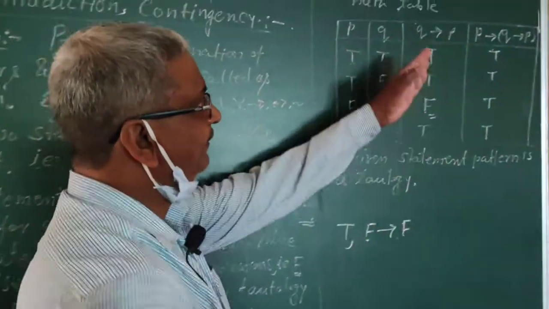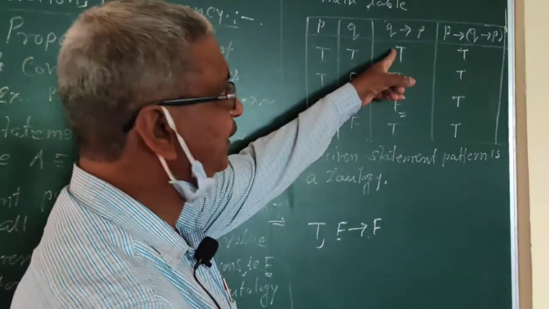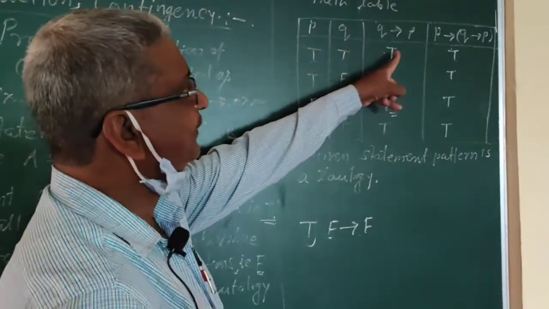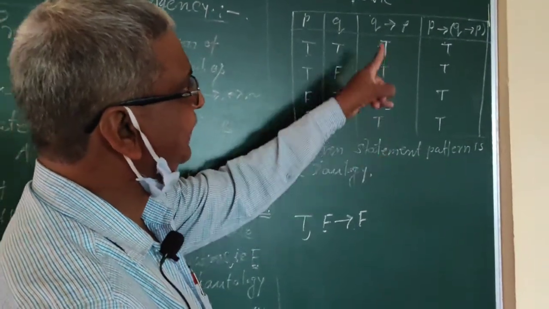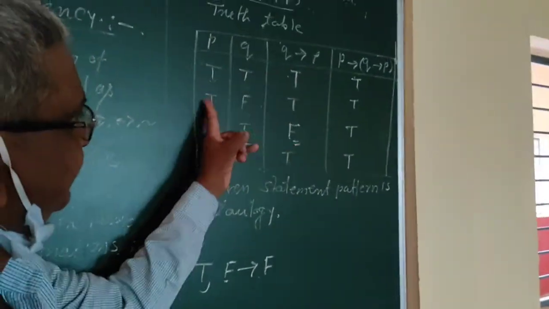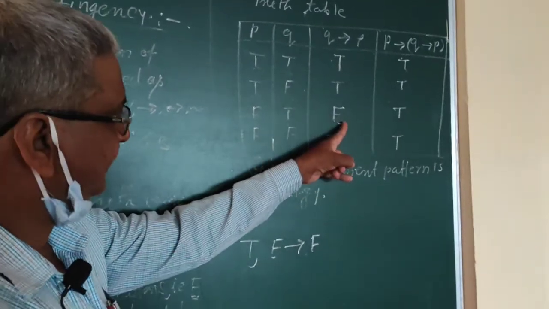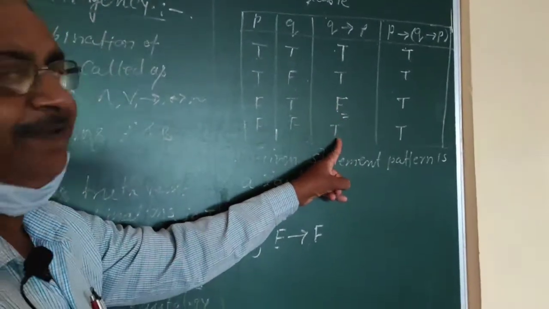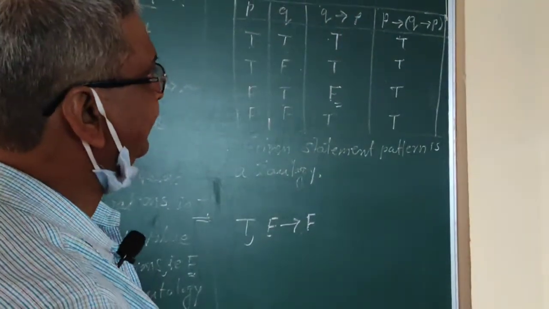And the remaining values, as per the rule, are true, so you don't discuss those values there. So the remaining values are T, T and T. So that is Q implies P. The first combination is true, the second combination is true, and as per the rule this is false and the last value is false. So this is Q implies P.